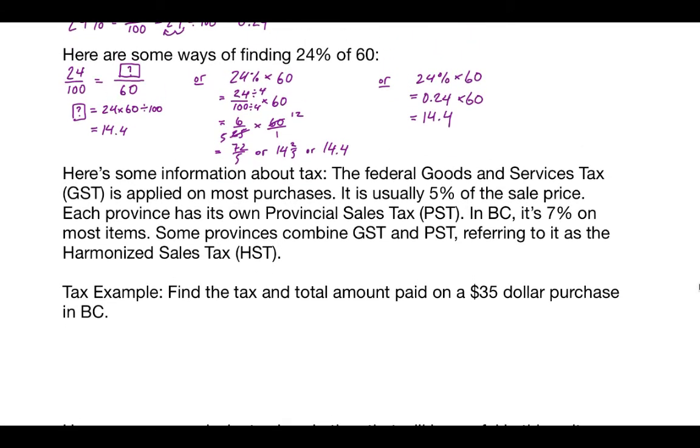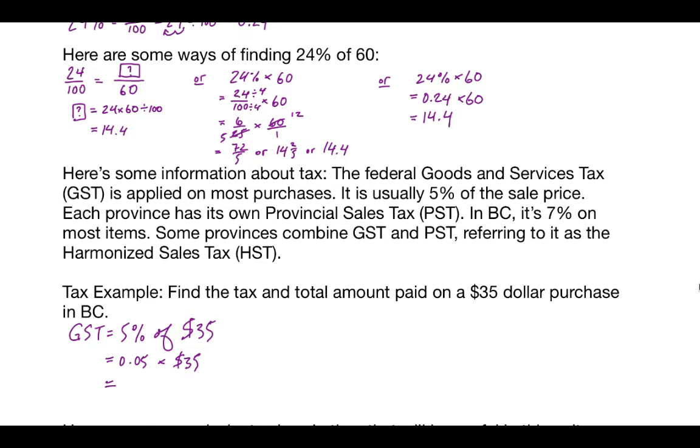All right, so let's look at a tax example here. We want to find the tax and the total amount paid for a $35 purchase in BC. So let's talk about the GST first. The GST is going to be 5% of $35. And so I can do that as 0.05 times 35, and I'll get an answer.